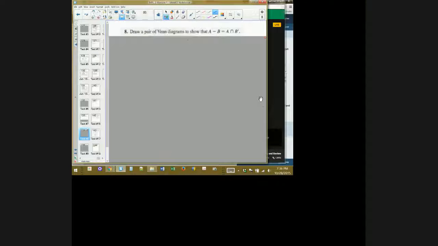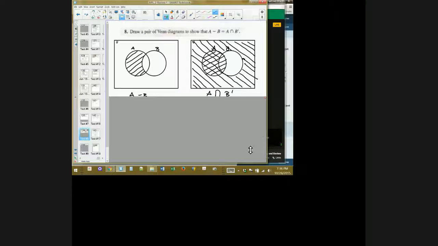Okay, so here's number 8. I've actually got the question up here this time. Draw a pair of Venn diagrams to show that A remove B comes out the same as A intersect B complement. So you have to make 2 Venn diagrams: one for the left side, a different one for the right side. Here's my answer. A take away B. In my head, I first had the whole A circle filled in. And then we erased the B. So that would leave a 3/4 moon like that.